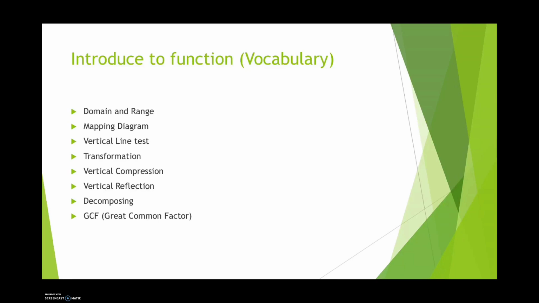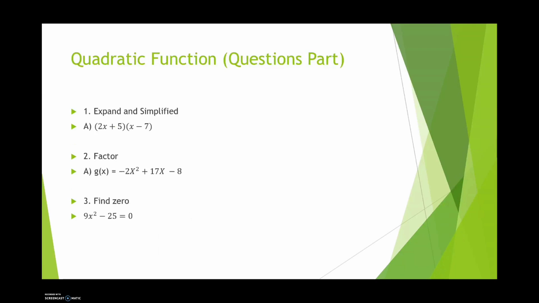After that is the vertical line test, which means you draw a vertical line and see whether it is a quadratic relation or not. Then transformation, basically moving up and down, left or right. Then vertical compression, like stretch or compress, and vertical reflection, like opening up and down. Then decomposing, and after that is greatest common factor.